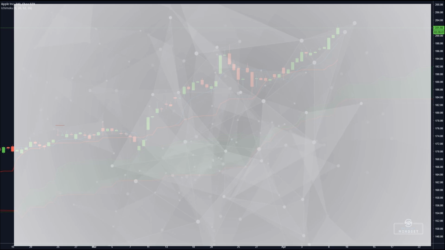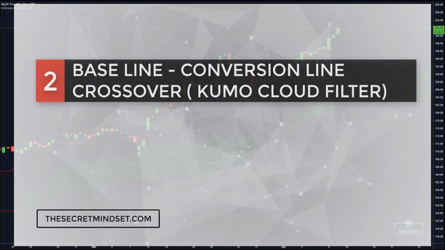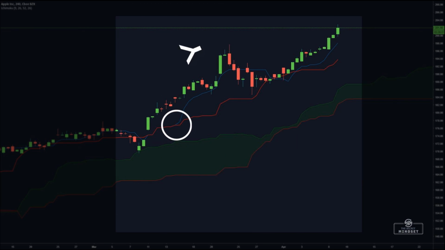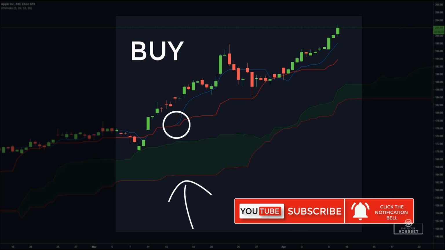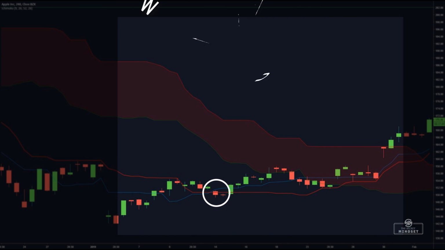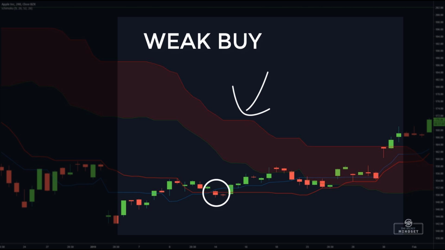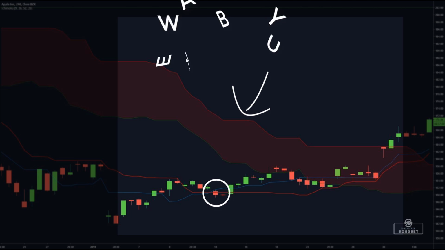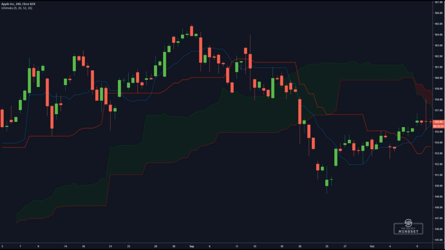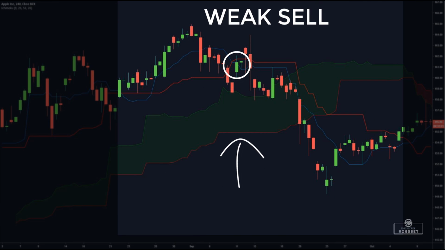Another similar strategy involves the baseline conversion line crossover, but the filtering technique takes into account the Ichimoku Kumo cloud. When the baseline crosses above the conversion line above the Kumo cloud, we have a strong buy signal. When the baseline crosses above the conversion line below the Kumo cloud, we have a weak buy signal. When the baseline crosses below the conversion line below the Kumo cloud, we have a strong sell signal. And when the baseline crosses below the conversion line but above the Kumo cloud, we have a weak sell signal.